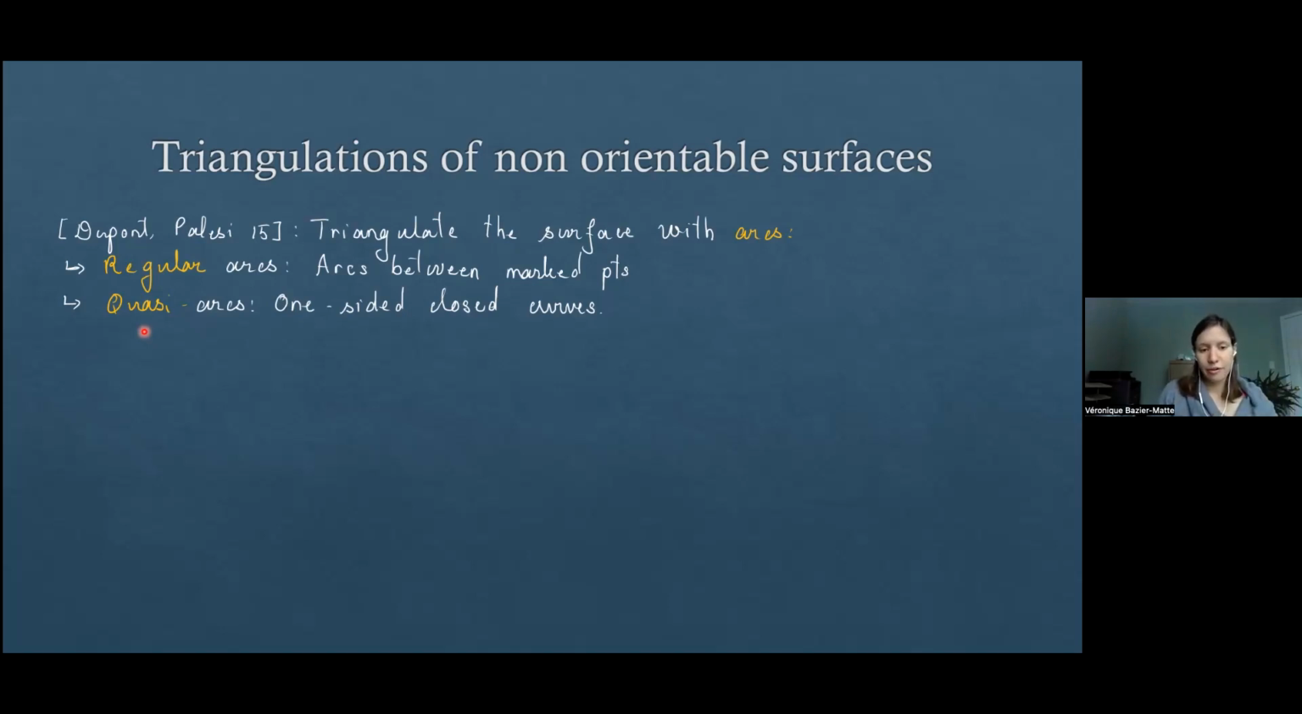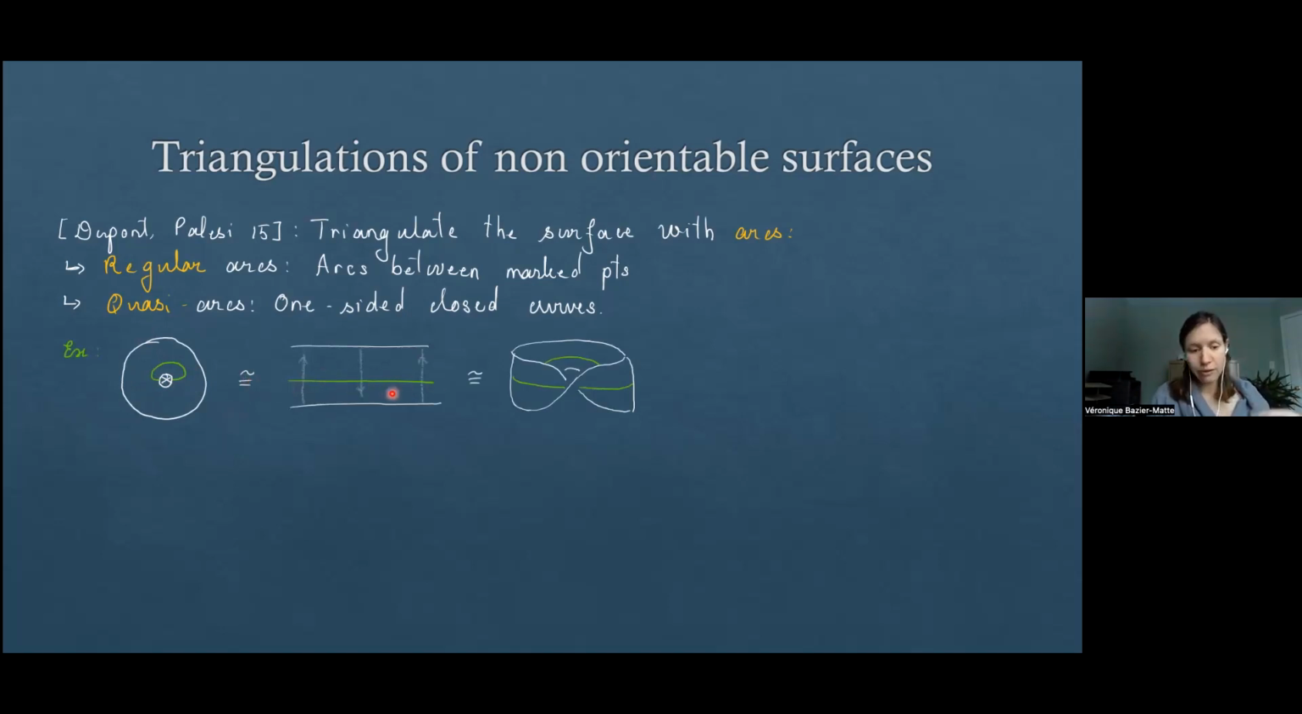A closed curve is said to be one-sided if you can take a normal vector to the surface at one point on the curve, follow the curve, and go back to your point with the opposite normal vector. Let's look at an example. Here is a quasi-arc, a one-sided closed curve on a Möbius strip. If I take a cover of the Möbius strip, it will be that loop here that goes all around, or maybe it's more familiar like that. It will be a loop going all around the middle of the Möbius strip.